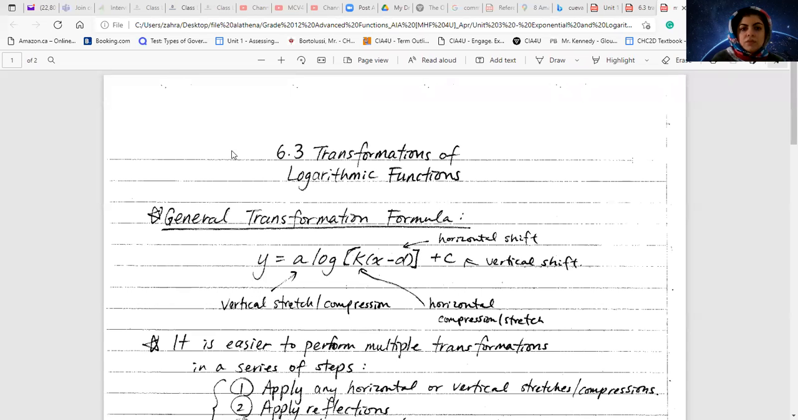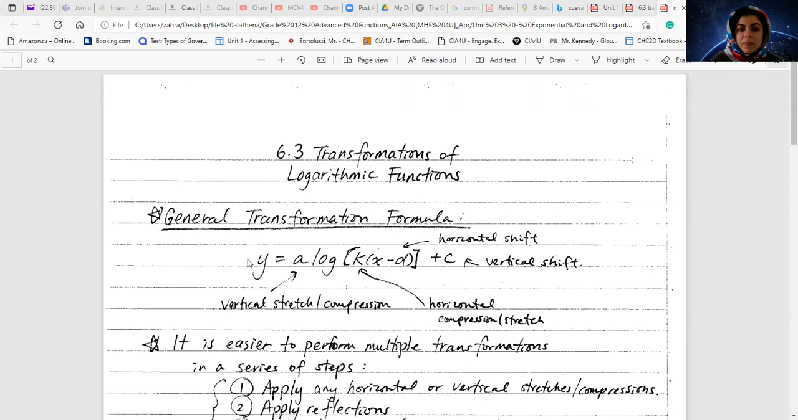Okay, so 6.3, transformation of logarithm function. This is the general form of the log: y equals a log(kx minus d) plus c. We had done this before. a is the vertical stretch or compression. k belongs to the horizontal, right? Horizontal compression or stretch. d is to the right or left.